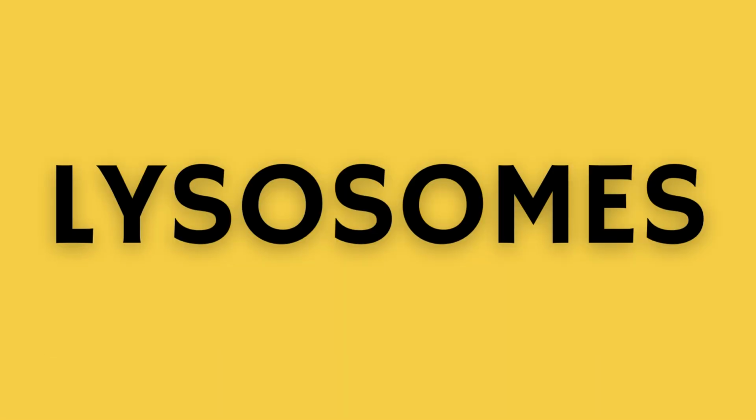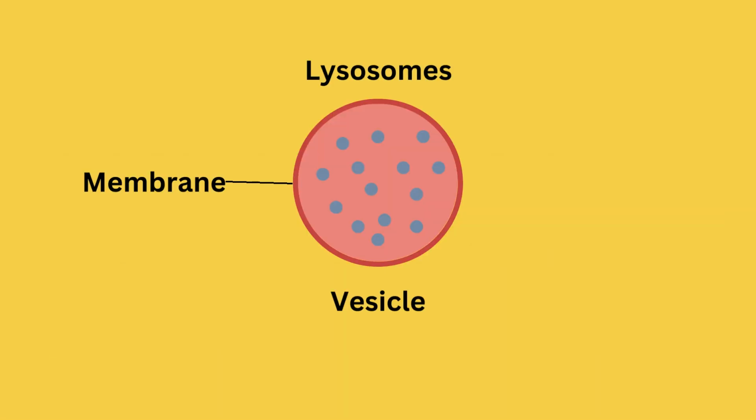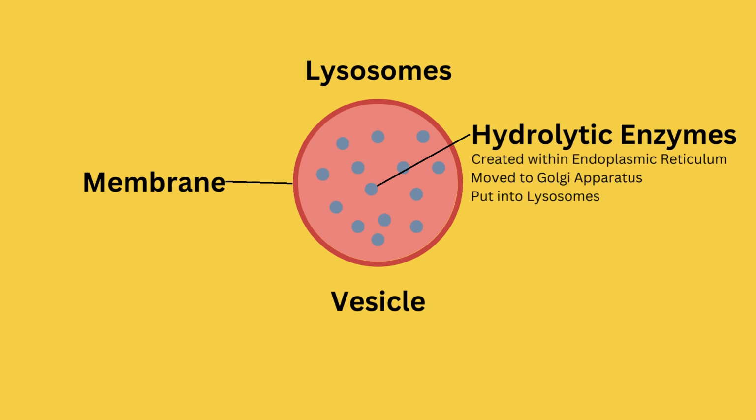Next is lysosomes, which are membrane-bound vesicles that transport hydrolytic enzymes throughout the cell. These enzymes that are created within the endoplasmic reticulum are moved to the Golgi apparatus and put into lysosomes. The hydrolytic enzymes are involved in the digestion of macromolecules and are responsible for some actions, such as the destruction and recycling of some old organelles, and are even involved in programmed cell death, also known as apoptosis.